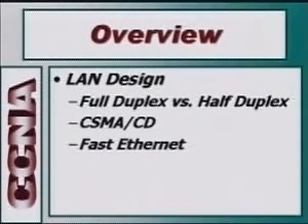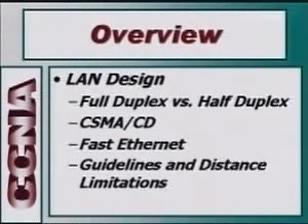We'll also discuss fast Ethernet. Fast Ethernet is 100 megabits per second. We also have gigabit per second Ethernet. We'll discuss all the different speeds of Ethernet and when each one is most appropriate. And we'll discuss the guidelines and distance limitations for Ethernet. That's very important to know for the test.